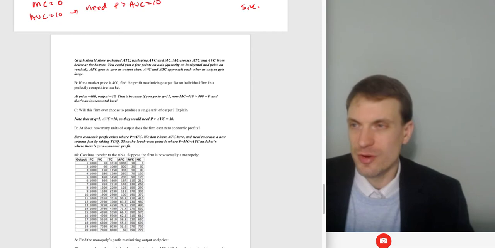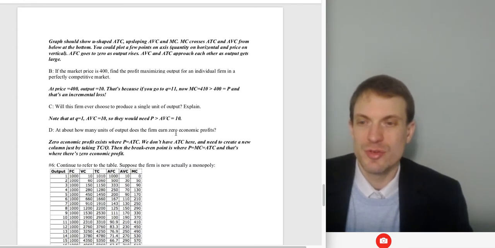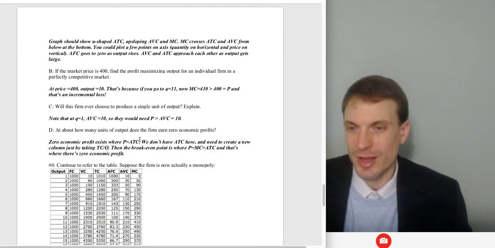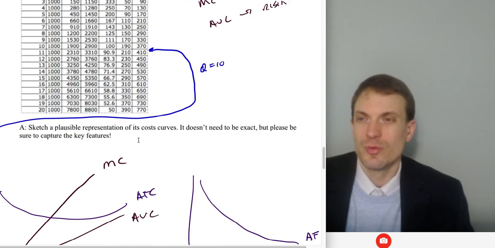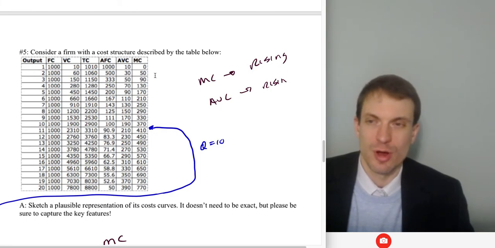Let's see. Then there's part D. At about how many units of output does the firm earn 0 economic profits? So when is the firm going to earn 0 economic profits? Well, 0 economic profits are going to be at the minimum of average total cost. So we don't have average total cost. There's 2 ways to get it. One is you could divide total cost by output. 2 is you could add up average fixed cost and average variable cost.